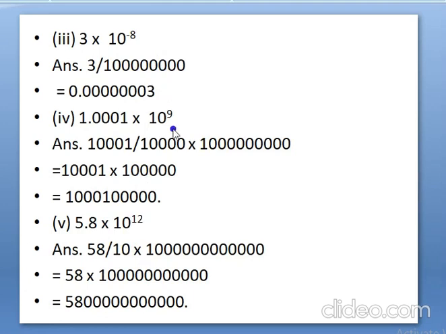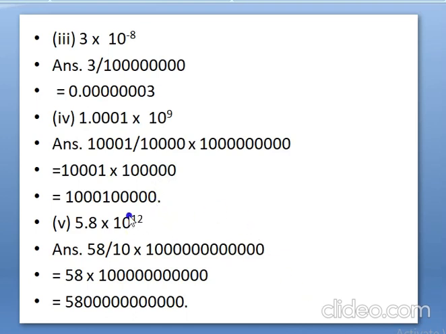Fourth one, 1.0001 into 10 to the power 9. So for removing the decimals, we will keep 10,001 divided by 10,000 into 1 with 9 zeros. So 1 with 9 zeros and 10,000 will be simplified. We will be getting only 5 zeros. So along with the number, we will write down 5 more zeros with it.